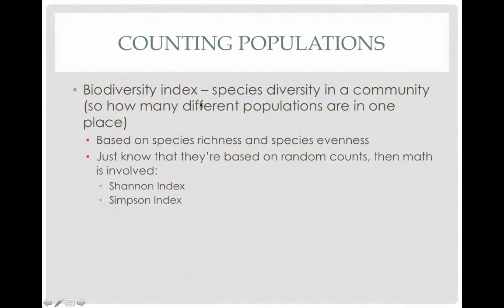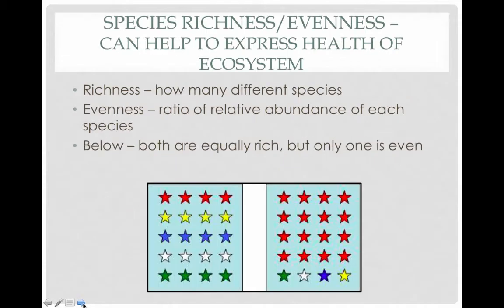Alright, biodiversity index means how many different sorts of things you have in a community. So this is not a count of a population as the other things were. This is a count of a community, to let you know how those different populations are in relation to each other. There are two kinds, the Shannon index and the Simpson index. All you really need to know is that there's math involved. You do some counts, you do some math, and it allows you to say, hey, there's a high biodiversity here, or hey, there's a low biodiversity here.